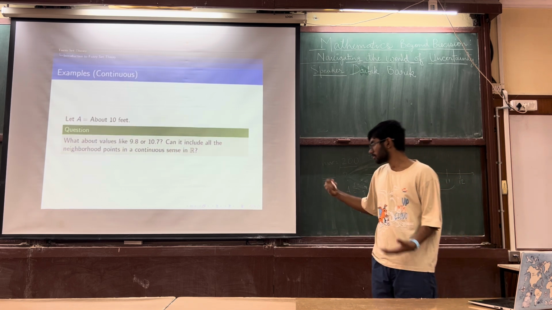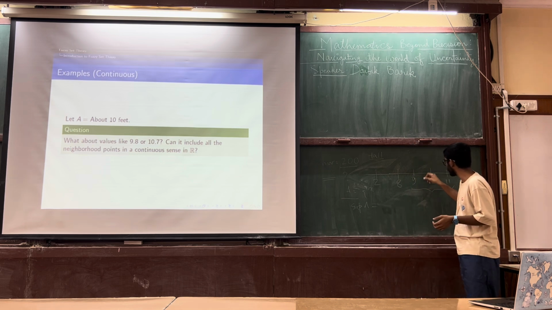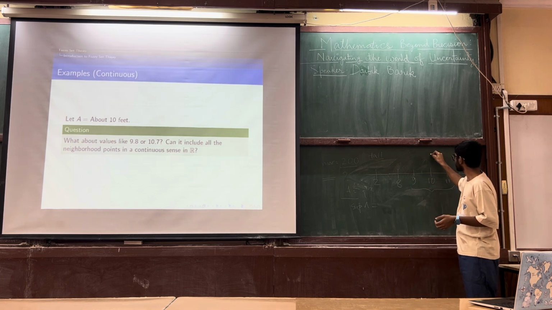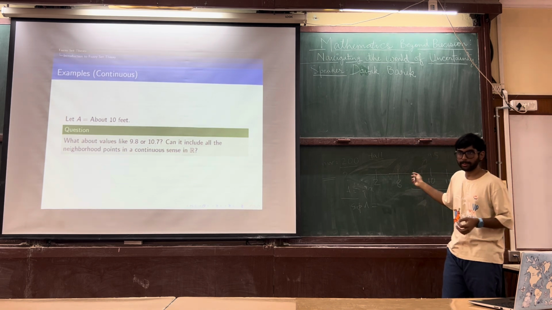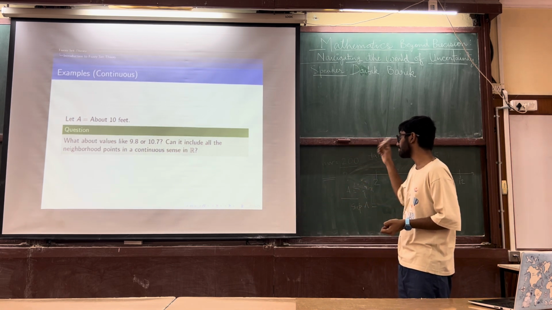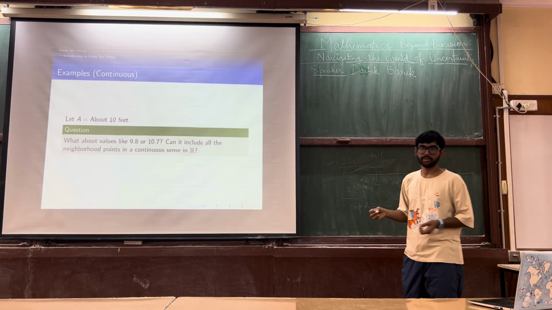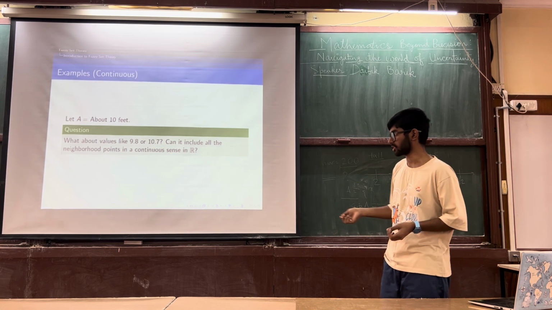Now again I included 9, right? So what about the other values like 9.5? 9.5 is also about 10, right? But then we cannot take the membership function from the discrete real line or the integer set. We have to take it as a continuous function.